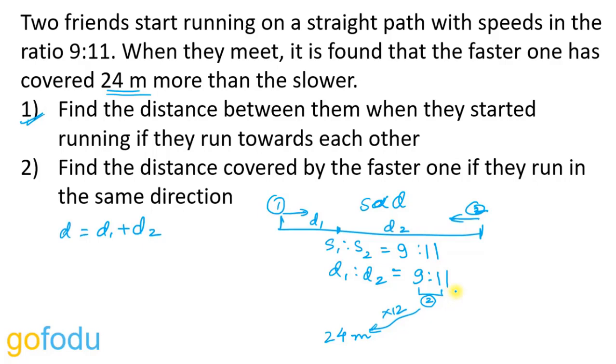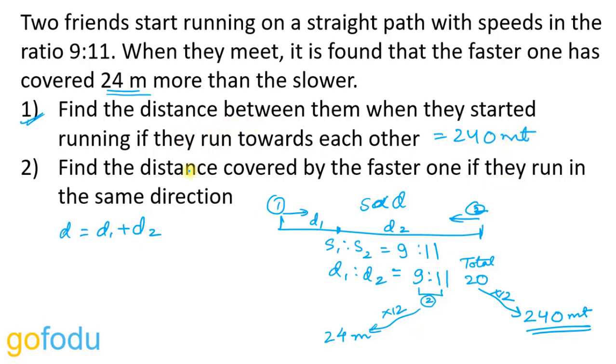We have to find total distance. Total distance on ratio scale is 9 plus 11, that is 20. 20 on ratio scale will correspond to 20 into the multiplying factor, that is 240 meters in actual. So total distance is 240 meters.